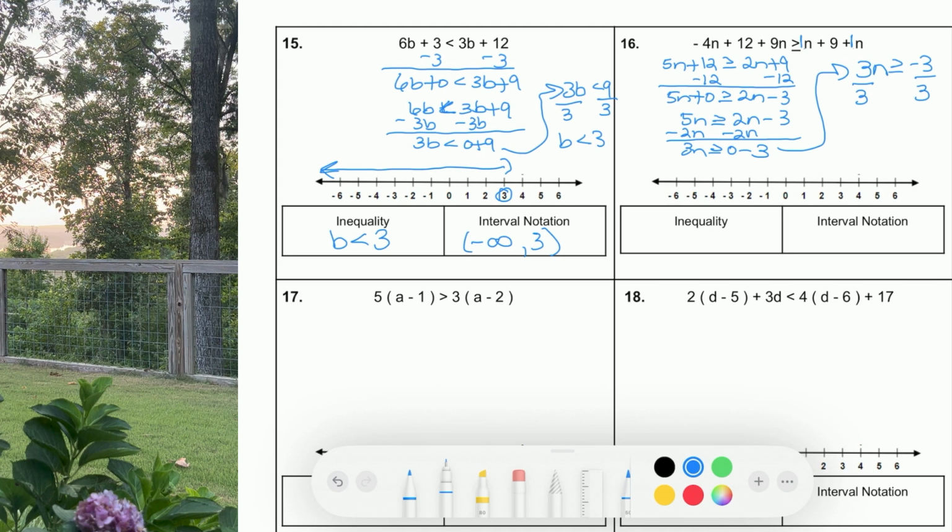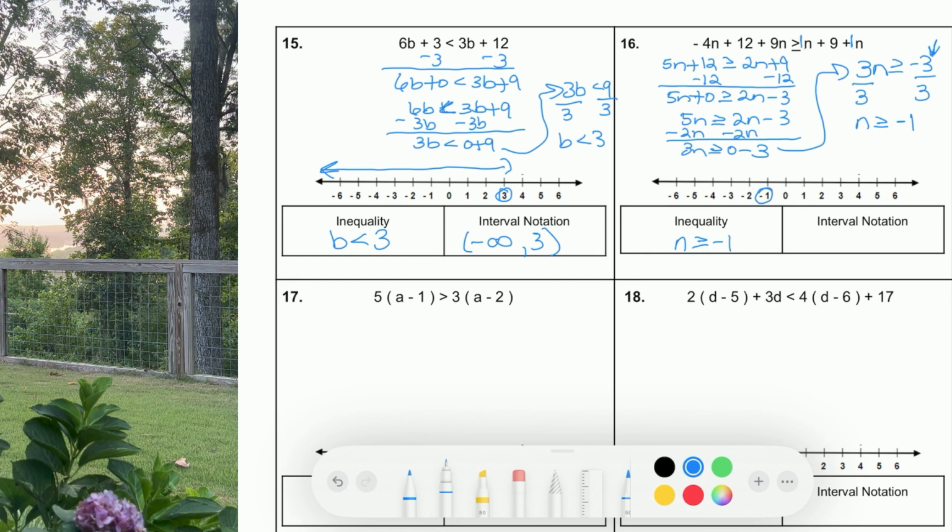Divide both sides by 3. I'm dividing by a positive 3, so I'm not going to flip it. Just because this is a negative 3 over here doesn't mean I'm going to flip it. It's only if you divide by a negative. So that gives me n is greater than or equal to negative 1. So write that in my box right here.